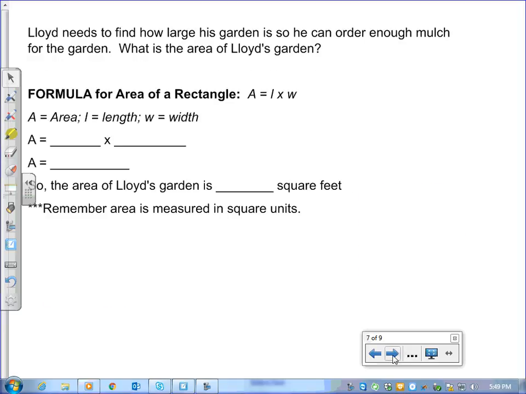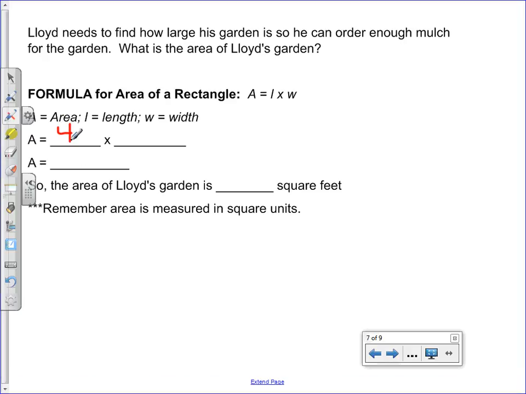Going back to Lloyd's problem, not only is he going to do fencing, but Lloyd needs to know how large his garden is so he can order enough mulch for his garden. Now, mulch is used to put on the surface of the garden. So we want to know, what is the area of Lloyd's garden? We can again use a formula for area of a rectangle, which is area equals length times width. A equals L times W, where A equals the area, L equals the length, and W equals the width. So using that same problem, if we do 40 times 24, we can find the area of Lloyd's garden.